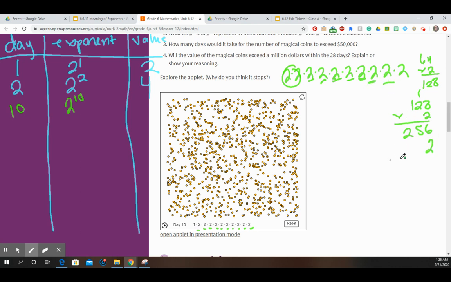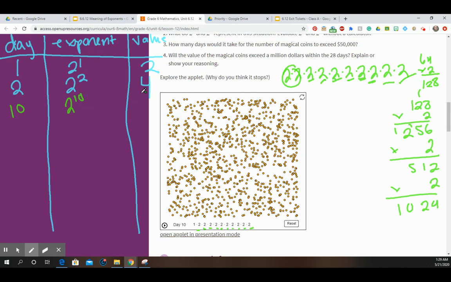256 times 2: 6 times 2 is 12, carry the 1, 2 times 5 is 10, plus 1 is 11, carry the 1, 2 times 2 is 4, plus 1 is 5. 512. And then times 1 more 2, I'm already past 1,000. Whoa. Okay, 2 times 2 is 4, 2 times 1 is 2, and 2 times 5 is 10.